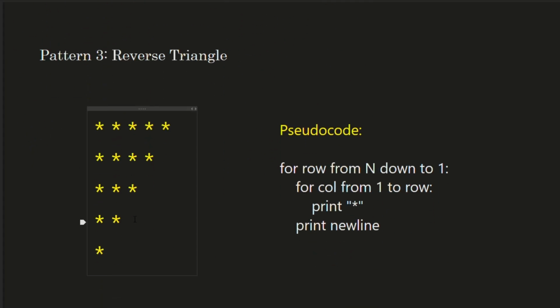Let's see the pattern 3, reverse triangle. Approach. Start from row 5 and decrease the number of stars per row. Pseudocode. For row from n down to 1. For column from 1 to row. Print asterisk. Print new line. The outer loop decreases with each step and inner loop prints that many stars.